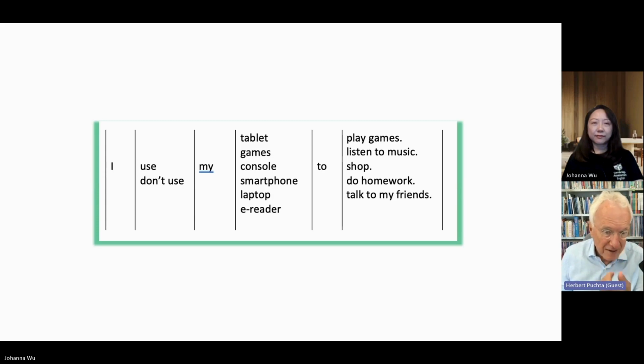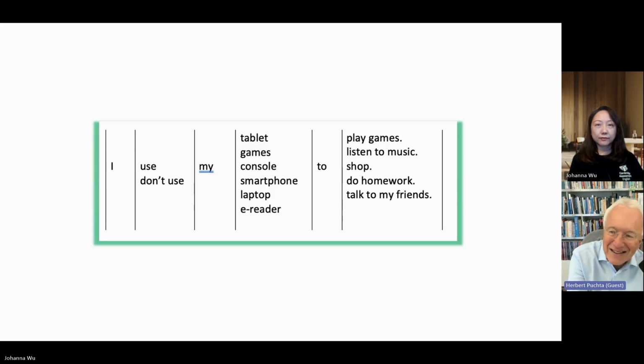And by the way, I'm sorry, there is a typo here. It should, no, sorry, I misread. "I don't use my smartphone to talk to my friends" would be a sentence that we probably don't want them to produce. So we want them to think and select carefully, so the language they produce is not only correct but also meaningful. How do I do that? Well, I do that by first of all reading out to them the first possible sentence, from the top down. Okay, I use my tablet to play games.